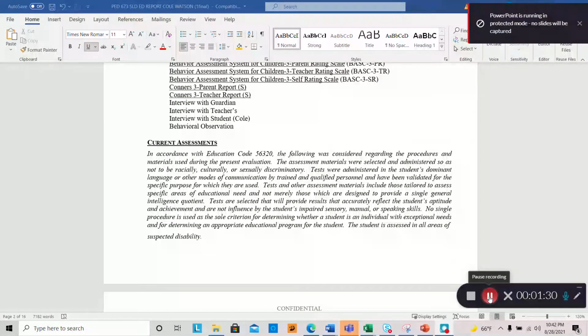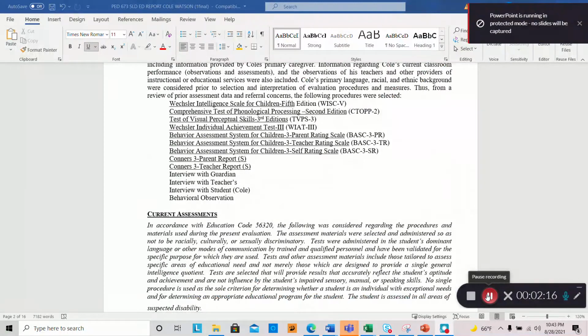Now, throughout this report, you're going to see things like scale scores, percentiles, and composite scores. A scale score is just what Cole scored on an individual subtest within a cluster of assessments. The percentile is simply where Cole lands compared to his peers in the same age group across the nation. And the composite score reflects the reliability of the actual scores. So we have validity and reliability coming into factor. The first assessment was the Wechsler Intelligence Scale for Children, Fifth Edition, also known as the WISC-5.